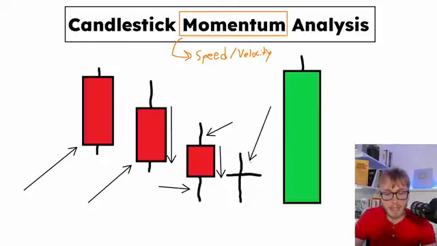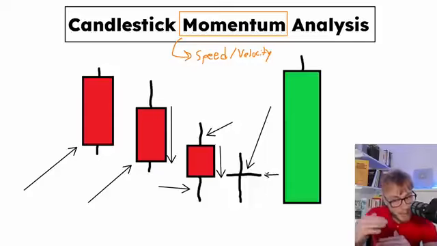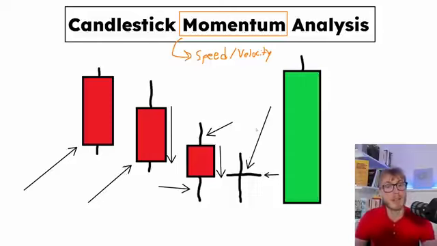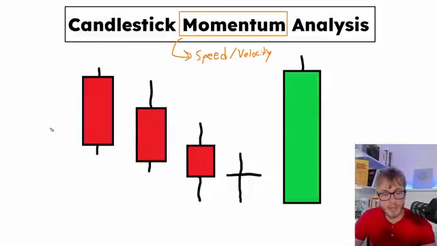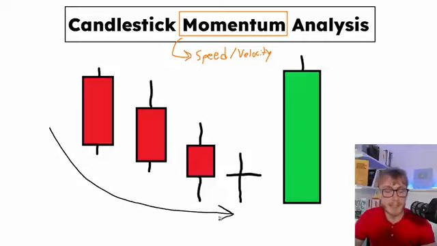And if we take a look at this last candle, you can see that the real body is pretty much non-existent. We have a very small real body. The candlestick opens and closes at the same level. So this right here is a doji candle. So for this downtrend, we can see that the momentum is decreasing.